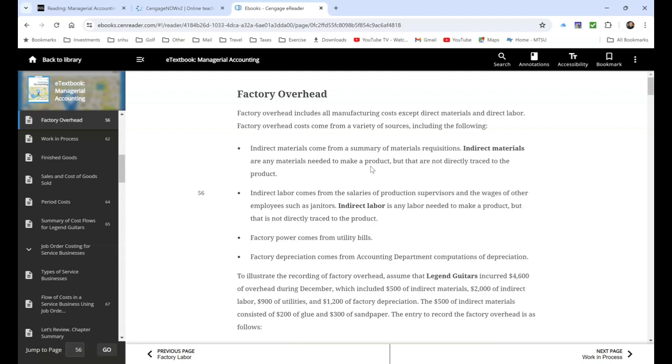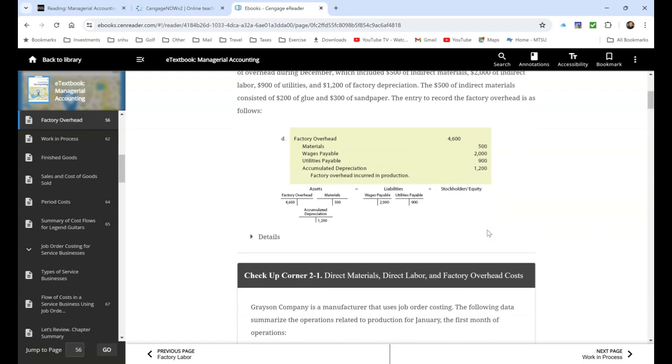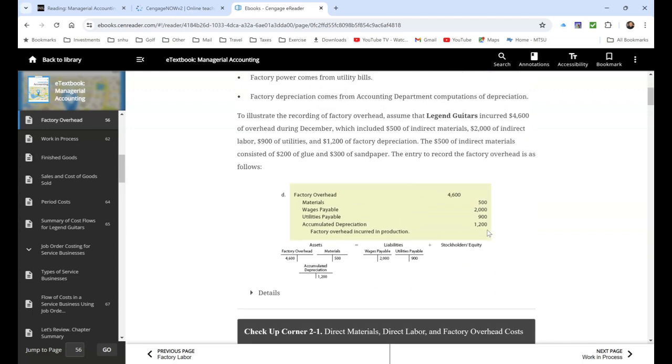So you have indirect materials. These are things that aren't attached to a cost object. You have indirect labor, which is labor that is needed but can't be tracked to that specific product. So you have all this factory overhead. So you're going to debit factory overhead and you're going to credit whatever accounts they came from. And then you're going to determine how you are going to allocate this overhead.